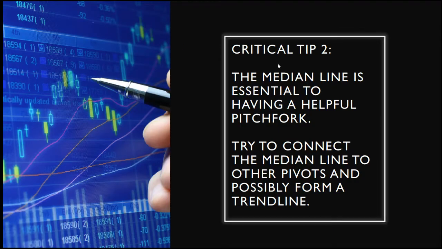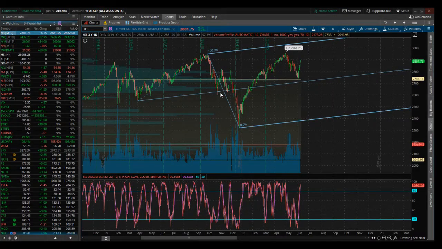Critical tip number 2 is the median line is essential to having a helpful pitchfork. So try to connect the median line to other pivots and possibly form a trend line. You can see here the way we drew this, the median line is right here, okay? And we try to connect that with other pivots. You can see here, this was connected, this was connected, this was connected, this was connected, and then pretty close right here.